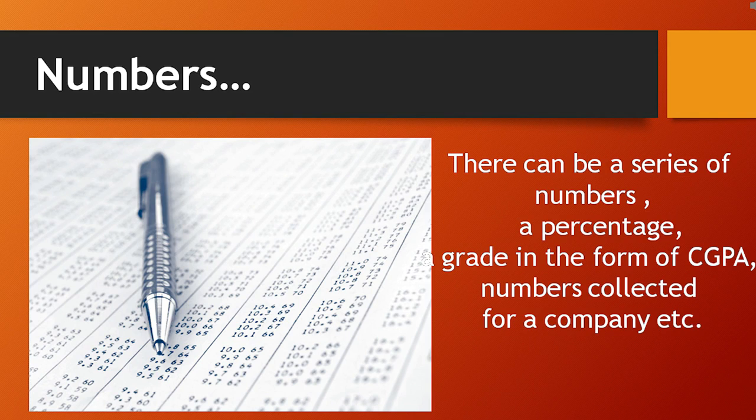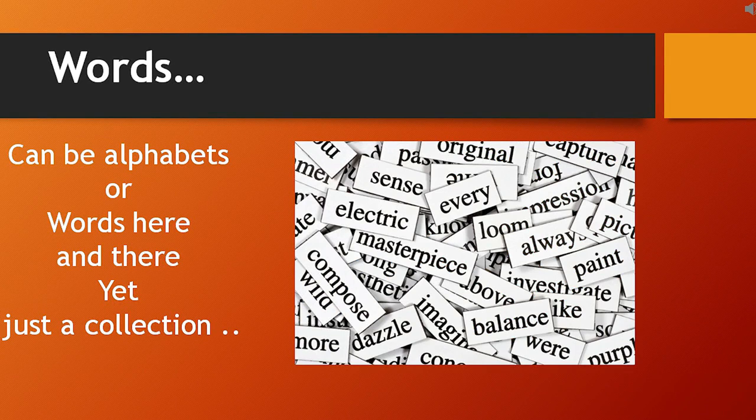If we talk about numbers, then there can be a series of numbers, a percentage, a grade in the form of CGPA, numbers collected for a company, etc., which form data. Data in the form of words can be alphabets or words here and there, yet just a collection which has not made any meaning as yet.